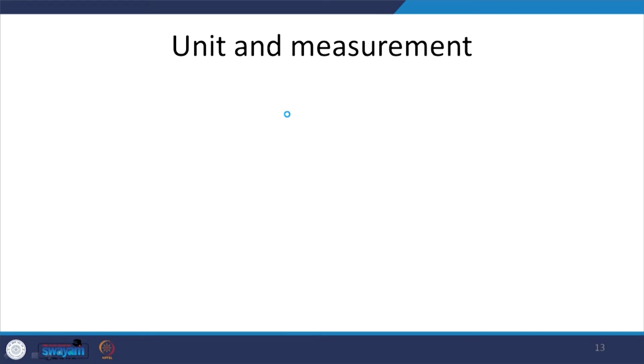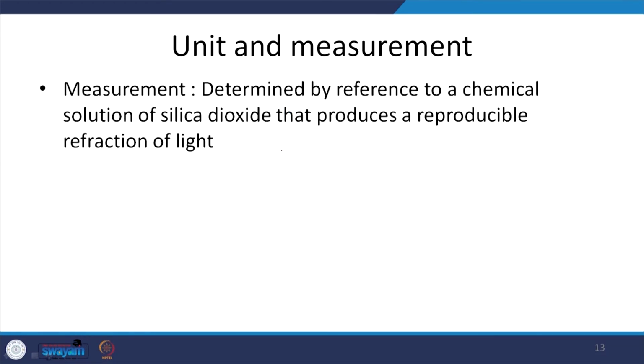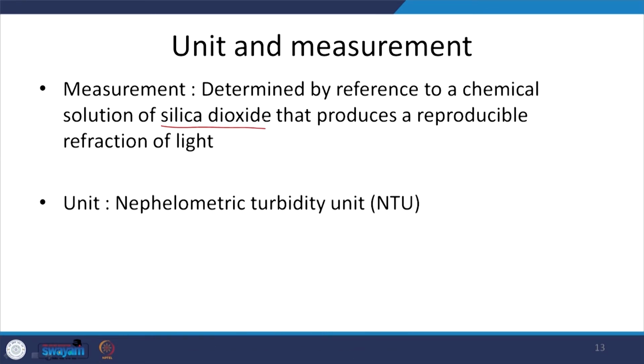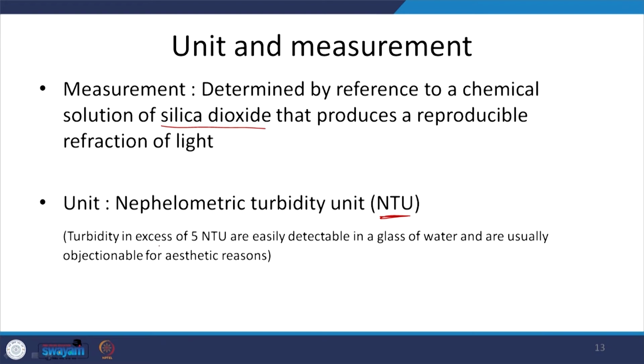Units and measurements: we have a turbidity meter which is pretty easy to use, and the reference is a solution of silica dioxide. The units are nephelometric turbidity units, or NTU, that's what you see. Turbidity in excess of 5 is easily detectable in a glass of water and is objectionable for other reasons such as aesthetic reasons. So that's something to keep in mind.